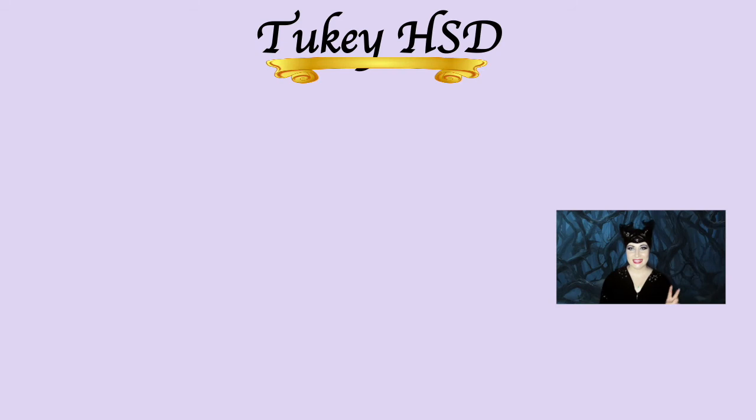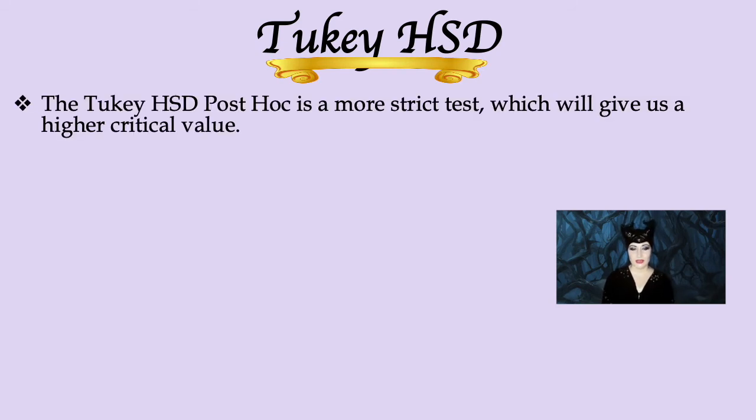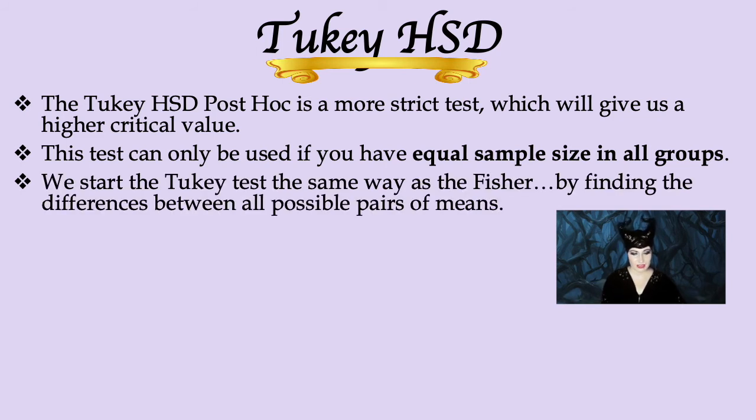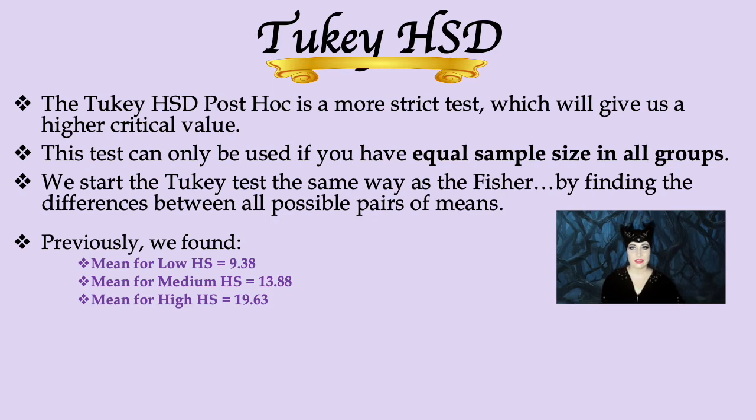Now let's take a look at the second type of post hoc analysis we have, the Tukey HSD. The Tukey HSD post hoc is more strict, and again, it can only be used if we have equal sample size in all groups. In our case, we are in luck. We had 8 participants in all of the conditions, so we are okay to use the Tukey test. We start the Tukey test the same way as the Fisher, by finding the differences between all the possible pairs of means. So previously we found the mean for the low, medium, and high hypnotic susceptibility groups, and we also found the differences between them.